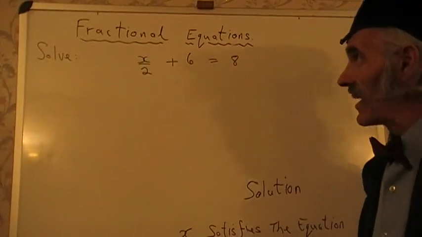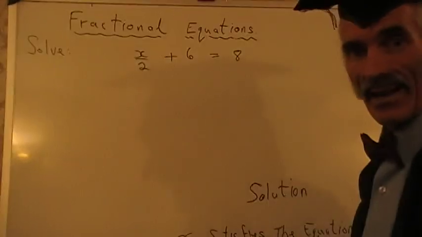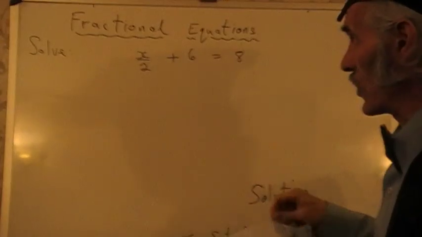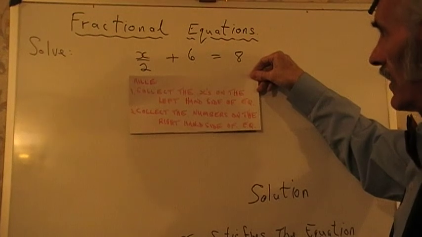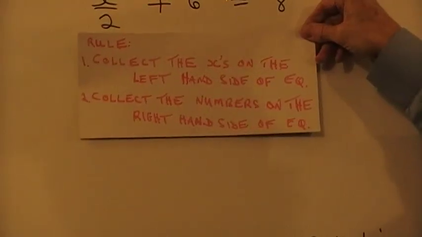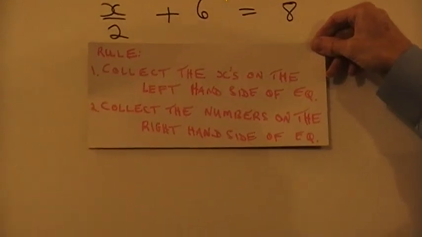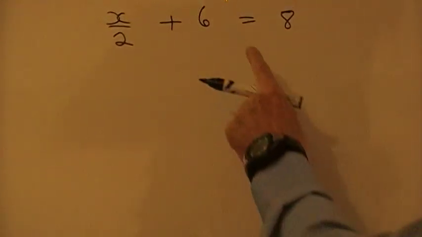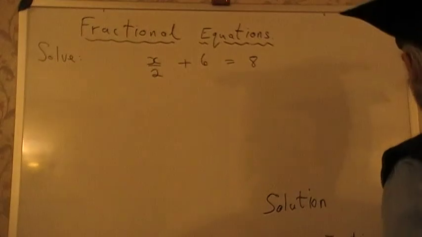We need to now collect the x's on the left and the numbers on the right. So we have this rule: number 1, collect the x on the left hand side of the equation, and number 2, collect the numbers on the right hand side of the equation. So I'm going to move this 6 to the other side of the equation.